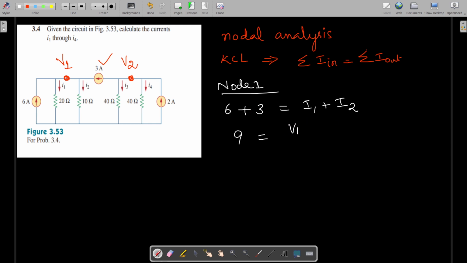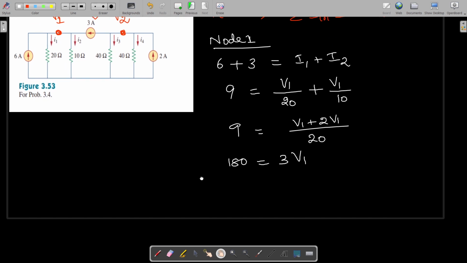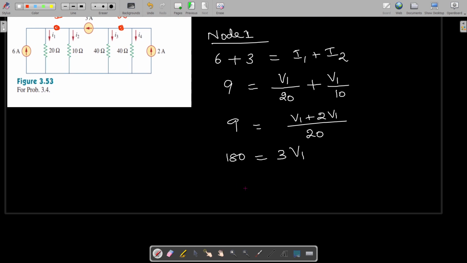So what is the voltage? It is V1 by the resistance 20, V1 minus 0 potential we can take, right? V1 by 20 plus, similarly here also it is V1 by 10 ohms. If you take the common denominator, it is 20, so V1 plus 2V1 is equal to 9. So if you cross multiply, it is 9 into 20, so it is 180, that is equal to 3V1. So V1 is equal to 60 volts. So we got one answer now.